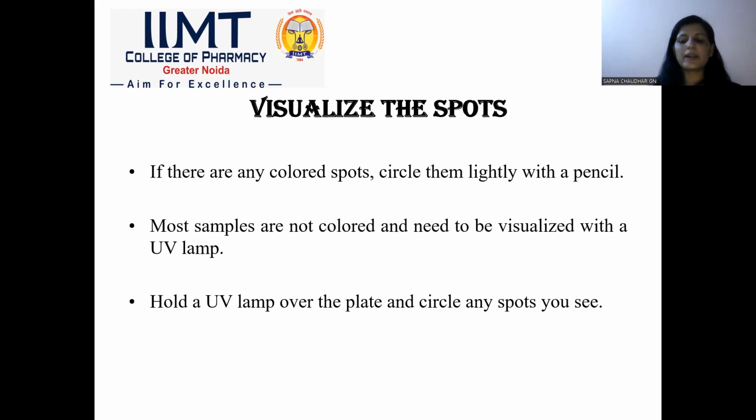After application of the solvent and running of the solvent over the TLC plate, the last stage is to visualize the spots. If there are many colored spots, circle them lightly with a pen, but most samples are not colored and need to be visualized with a UV lamp. Hold the UV lamp over the plate and circle any spots you can see using the UV lamp. But make sure you are not using your naked eyes for the visualization of the spots.